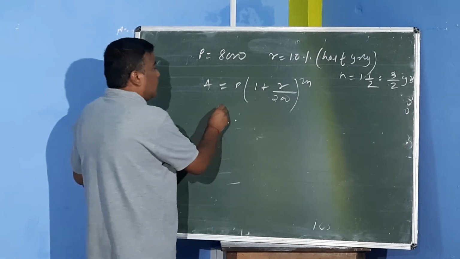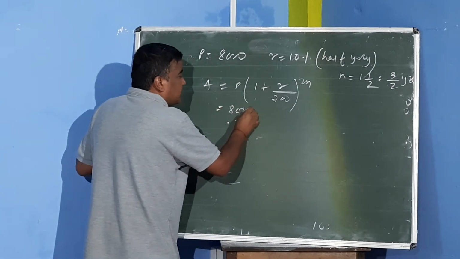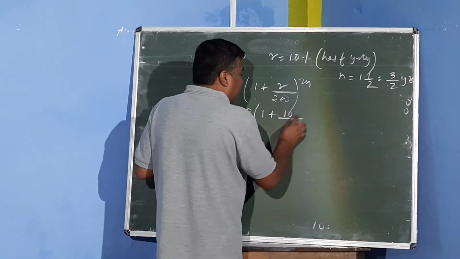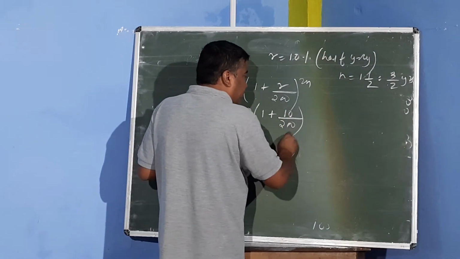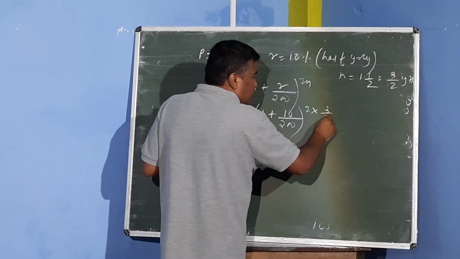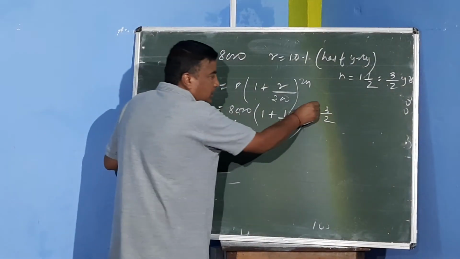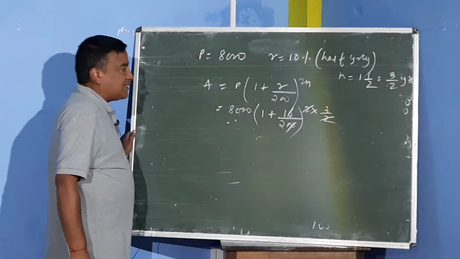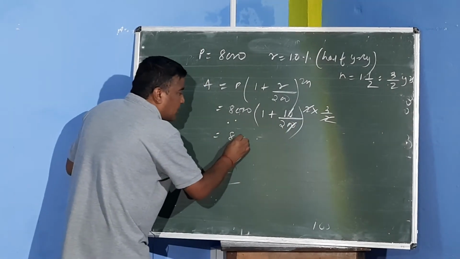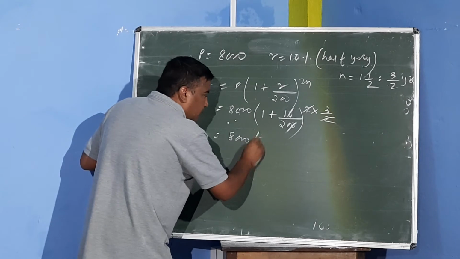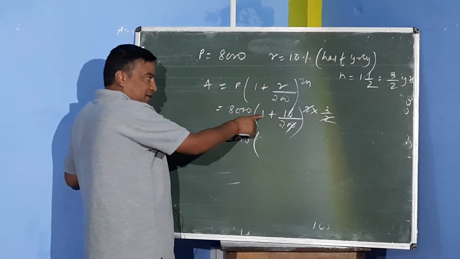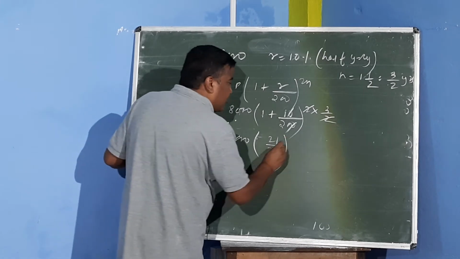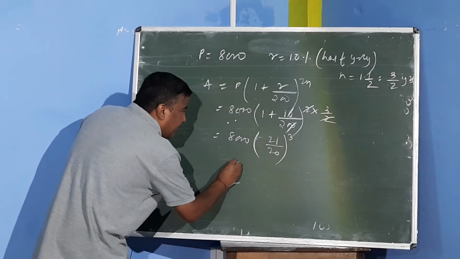What is principal? Principal is 8000. 1 plus, what is rate? 10 by 200, to the power 2 into time, which is 3 by 2. These two will get cancelled. This and this will get cancelled. Now 8000 into 21, 20 plus 1 is 21, divided by 20 to the power 3.